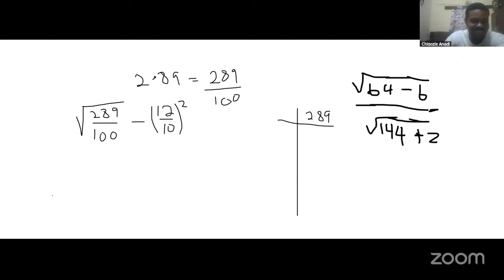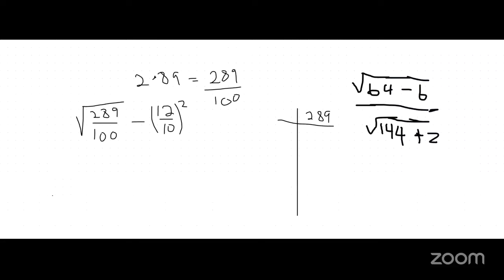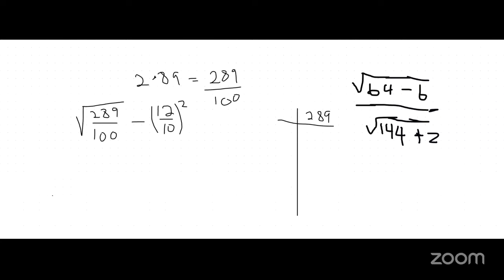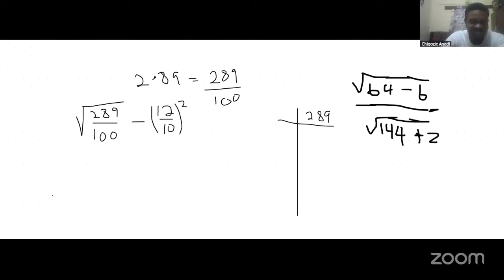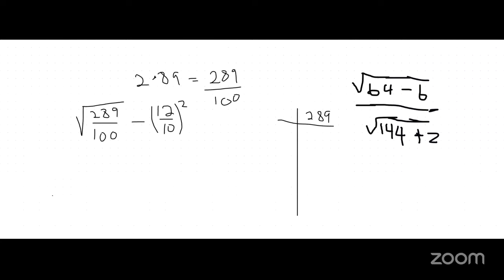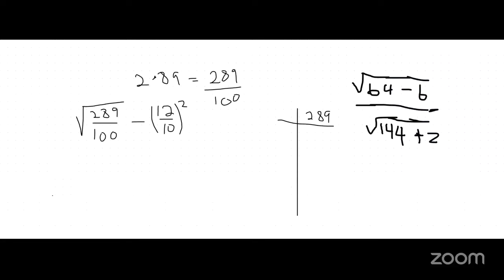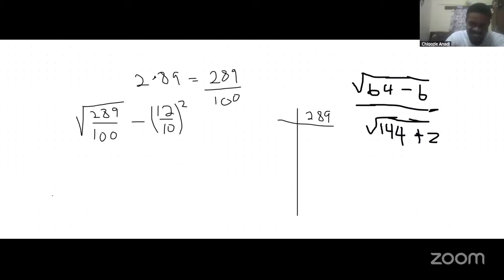So the next prime number is 5, and it's obvious that 5 can't go. What's the next prime number? 7. Can 7 go? No. Very good. Next prime number, 11. Can 11 go? No. What's the next prime number? 13. Can 13 go? No.